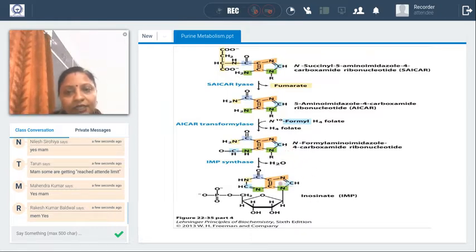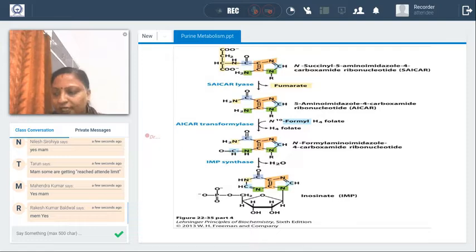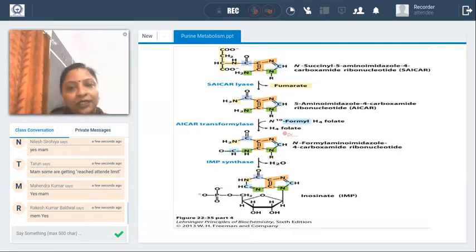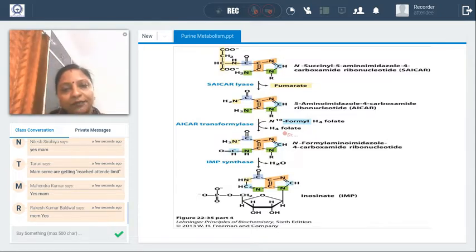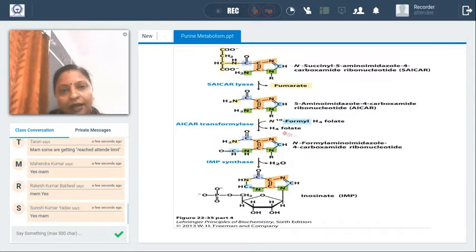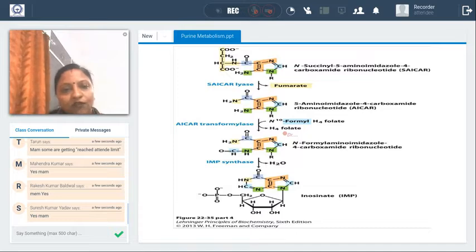This whole process ultimately emphasizes the synthesis of inosinate. What are the nitrogen bases? First, we can discuss again. The nitrogen bases are purines, adenine and guanine. Then nucleoside. What is a nucleoside? A nucleoside is a combination of sugar and nitrogen base. The sugar is ribose 5-phosphate, as you all know.